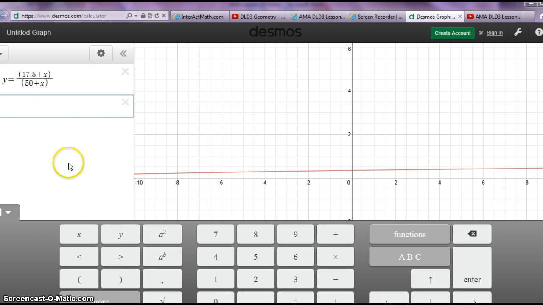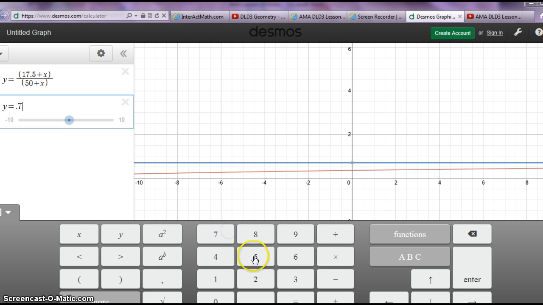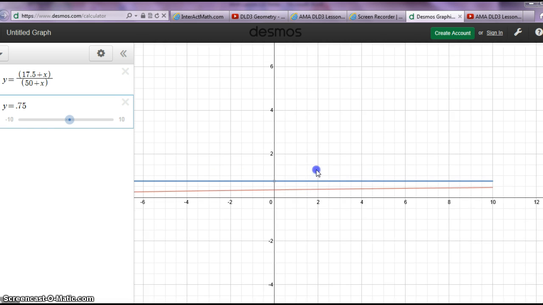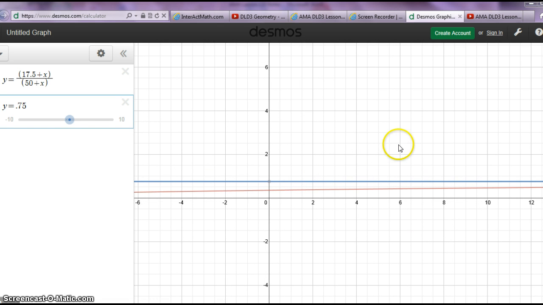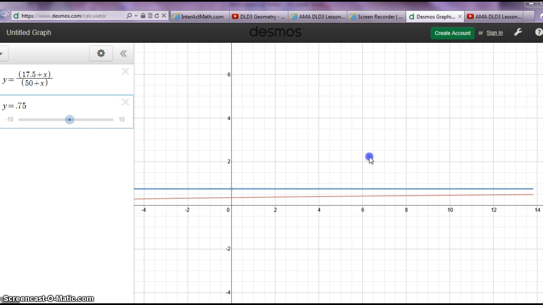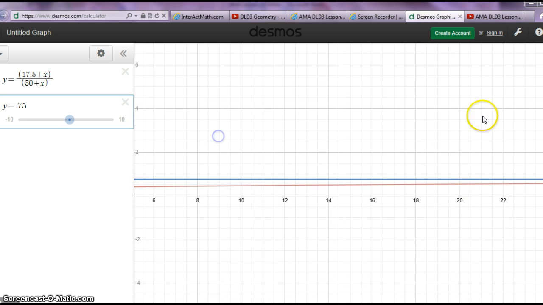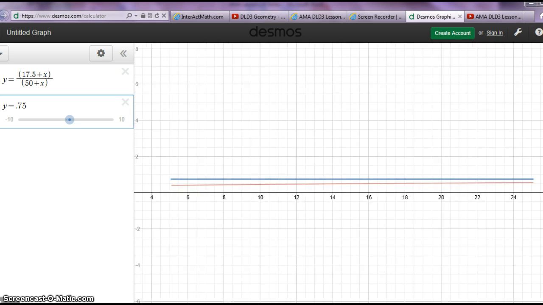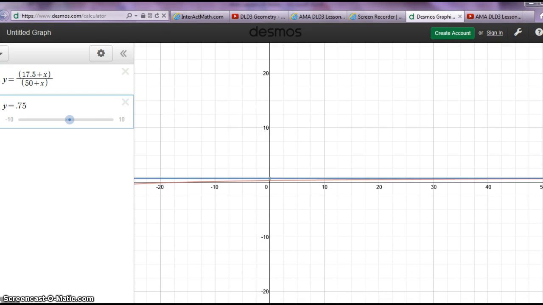And then we're going to graph the other side, the right side, the g of x function, as y just equals 0.75. So it's just going to be a straight line. But what we want to do is look where those two functions intersect. Kind of have to scoot way over here on our graph. Hopefully that happens soon. We'll zoom out and see if we can find it a little bit quicker.